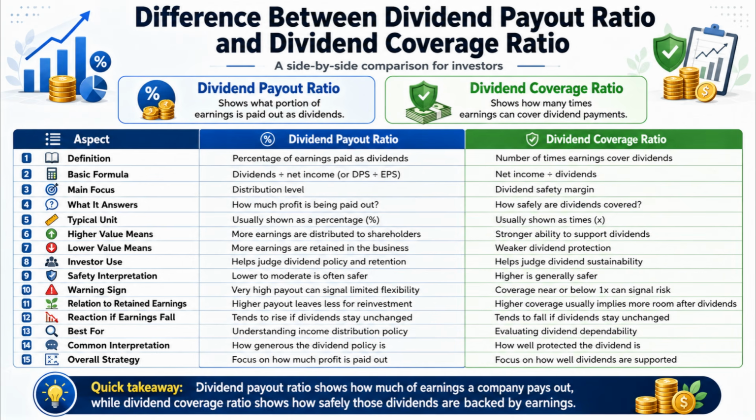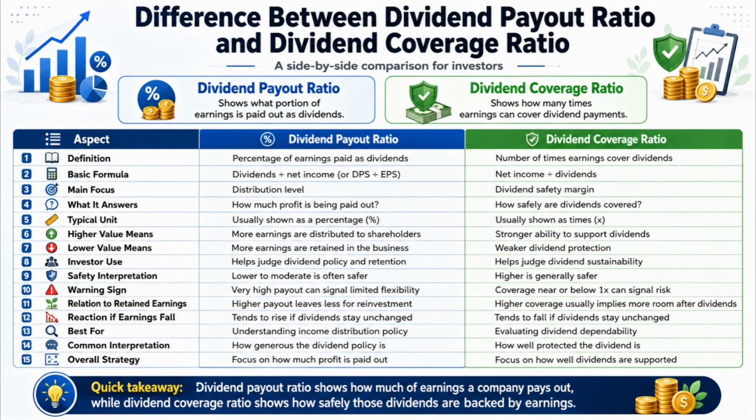Number 3. Dividend payout ratio mainly focuses on the distribution level, whereas dividend coverage ratio mainly focuses on the dividend safety margin. Number 4. Dividend payout ratio answers how much profit is being paid out, whereas dividend coverage ratio answers how safely the dividends are covered. Number 5. Dividend payout ratio is usually shown as a percentage, whereas dividend coverage ratio is usually shown as times or multiple. Number 6. A higher dividend payout ratio means more earnings are distributed to shareholders, whereas a higher dividend coverage ratio means a stronger ability to support dividends.